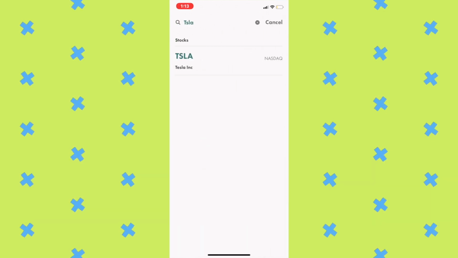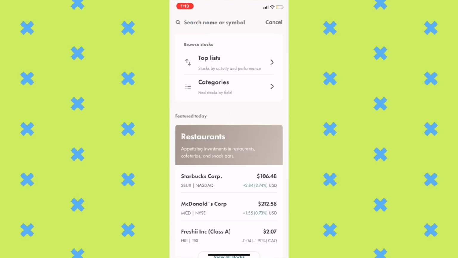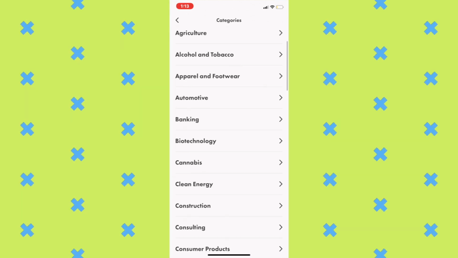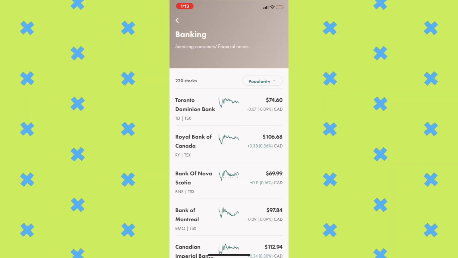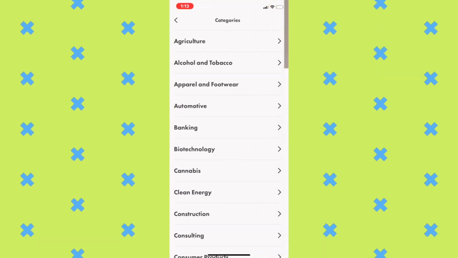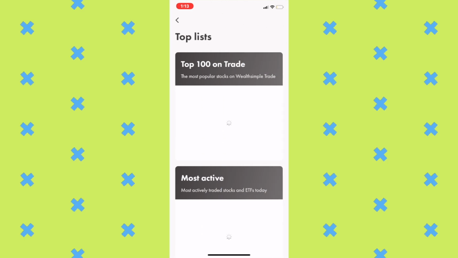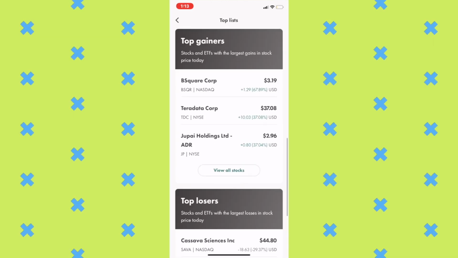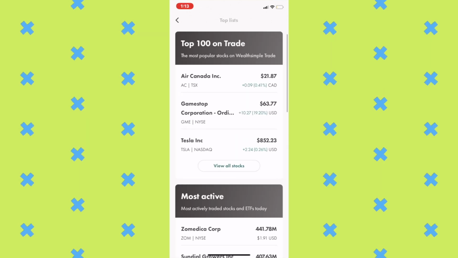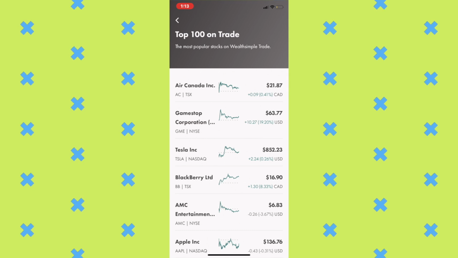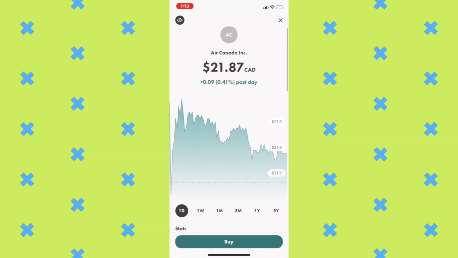Now, if I want to go back, you can also go to browse stocks. So there's the top list and the categories. Categories just shows you different categories like banking, etc. Click on it and you'll see the stocks. You can sort these by popularity, market cap, and average volume. And you can also go to top list. So I'll show you the top 100 on Wealthsimple, the most active stocks, the top gainers, and the top losers. Same thing, you just click on the list and then find the stock you're looking for. Let's say we're going for Air Canada. You just click on it, and as you can see, there's the buy button down here.